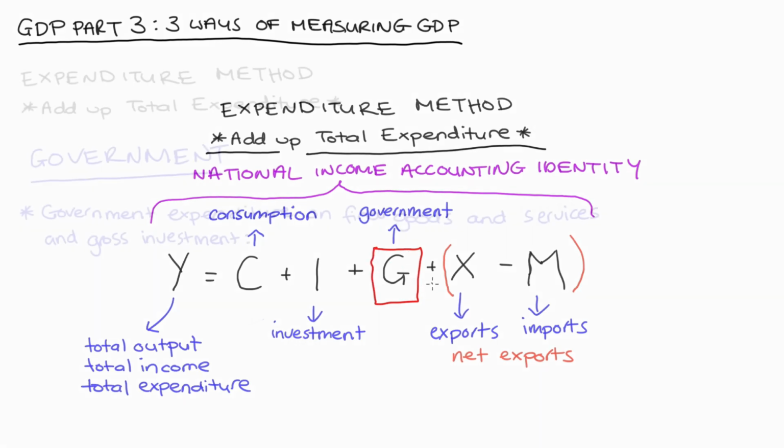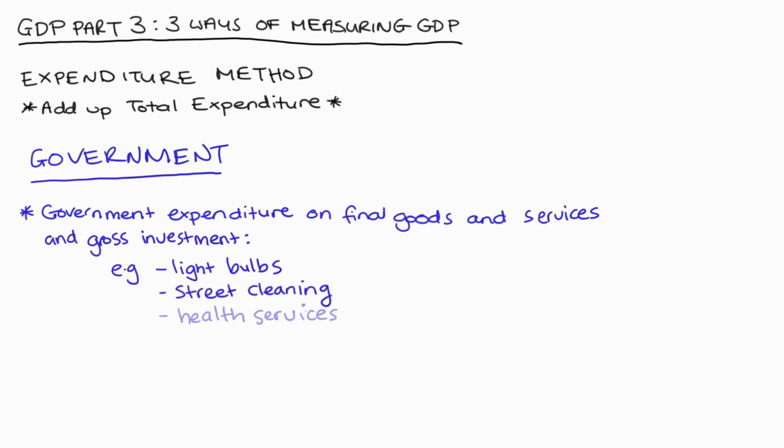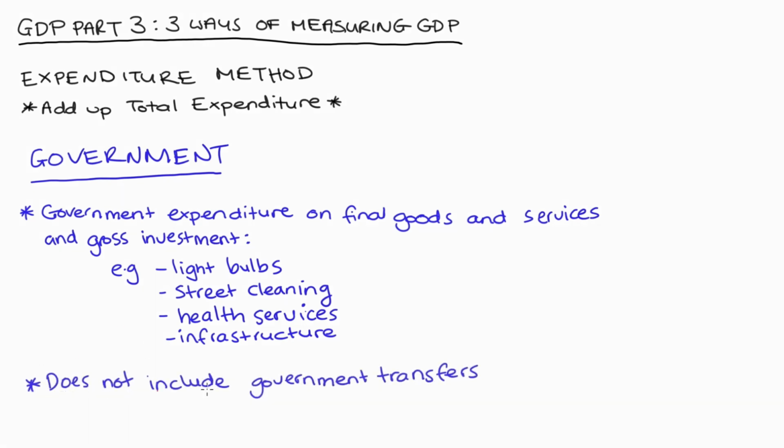This category includes government expenditure on final goods and services and gross investment. This sort of expenditure includes, for instance, light bulbs for street lights, the purchase of services such as street cleaning or health services, or the construction of new infrastructure. Importantly, this category does not include government transfers. So, for instance, government spending on, say, social security or pensions.